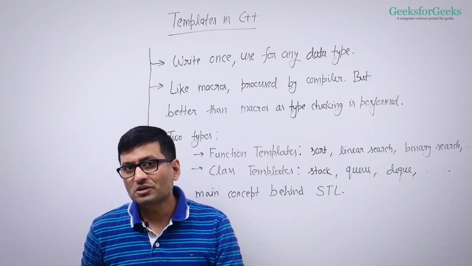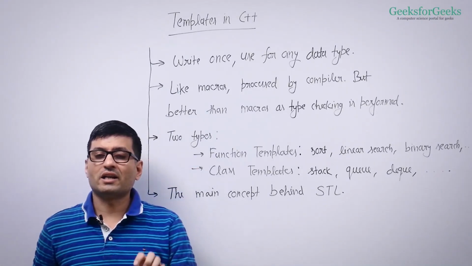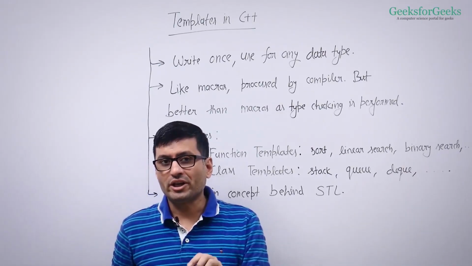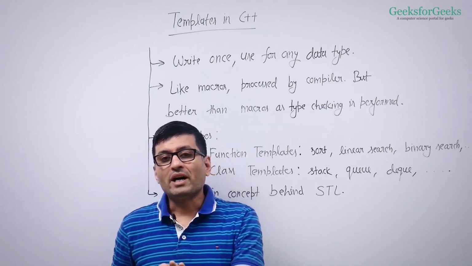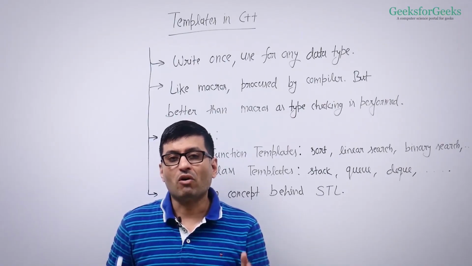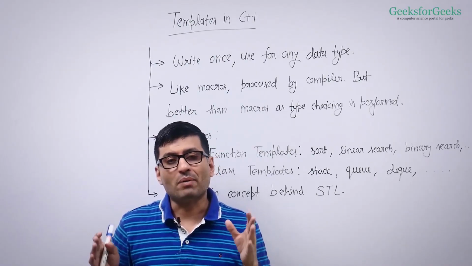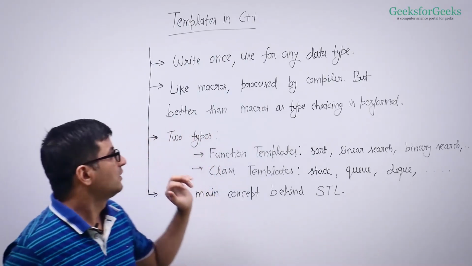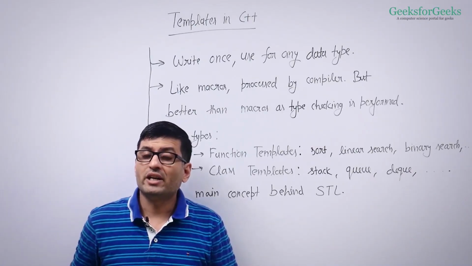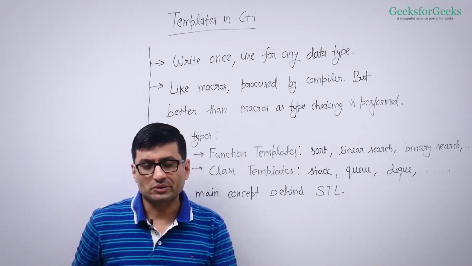So like macros, templates are processed by the compiler, and whenever you need a template for a particular data type, your compiler generates code for you. It mainly saves you from typing all the code for every data type and lets the compiler do the job. There are two types of templates, function template and class template. We'll cover these two templates in two separate videos.